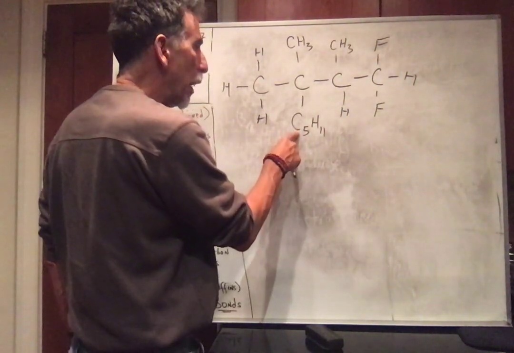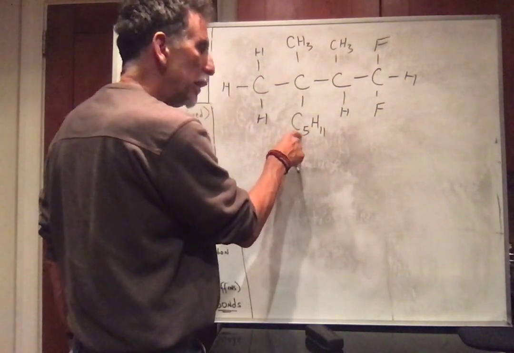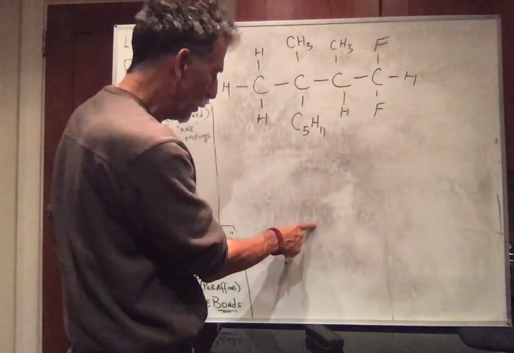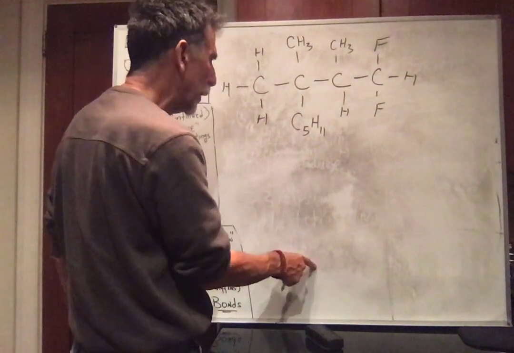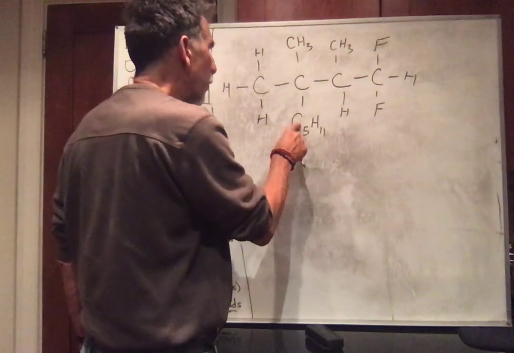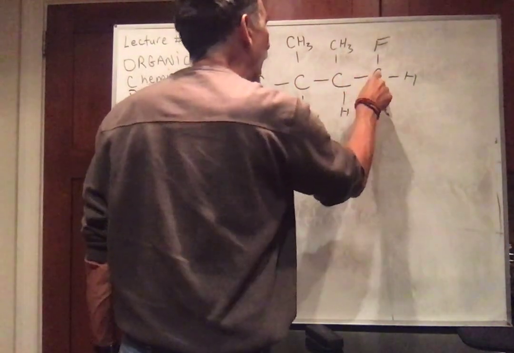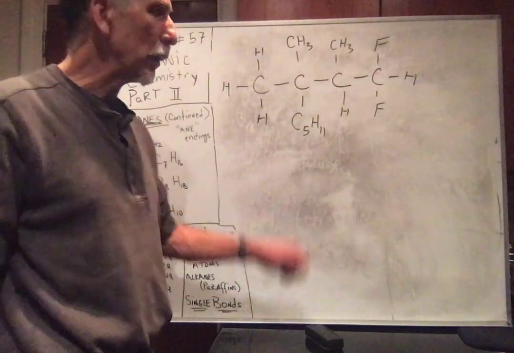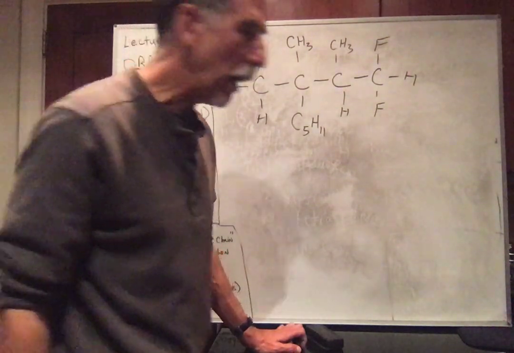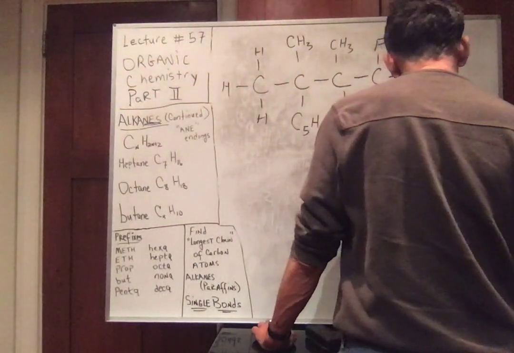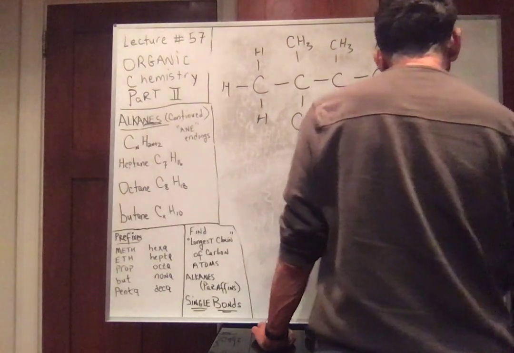You see the C5? C5 means there's 5 carbons. I'll write it out in 1 second. You don't have to write it out, but I'm going to write it out. I just want you to see. So that's 5, 6, 7, 8. This molecule is octane. Octane. The longest chain is 8.